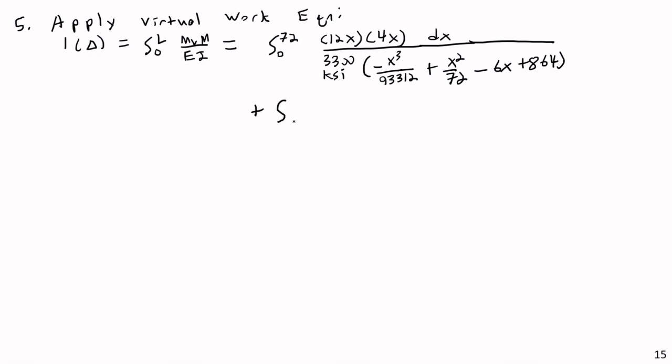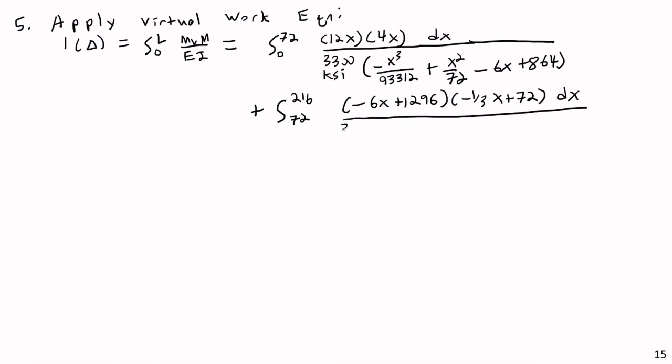Plus the integral then from 72 to 216 times negative 6x plus 1296 times negative 1/3 x plus 72 dx divided by our modulus of elasticity of 3300 ksi and times our ridiculous moment of inertia equation of negative x to the third over 93,312 plus x squared over 72 minus 6x plus 864.